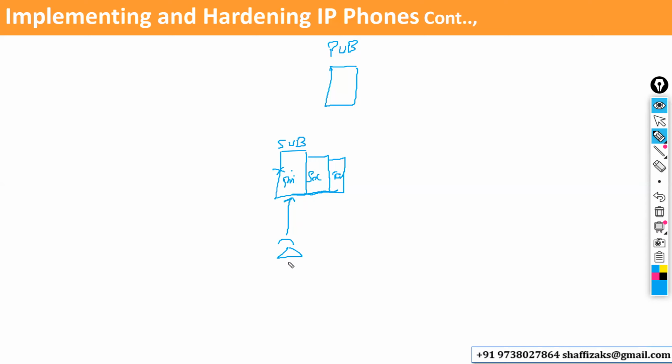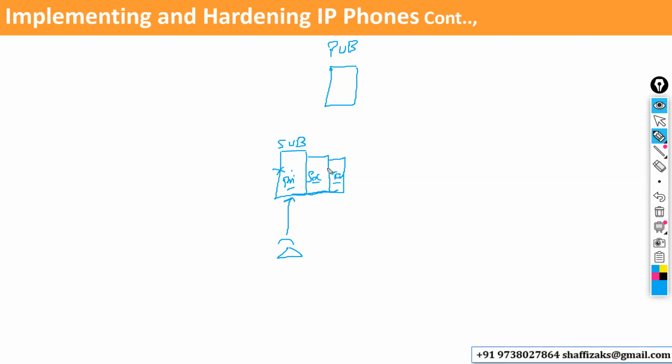This is how one single IP phone can register in a maximum of 3 servers, 3 subscribers. At the same time, it's not going to register with all of them. It always registers with the primary server. If the primary is not available, then it goes to the secondary server. If the secondary is not available, then it goes to the tertiary server and gets registered.